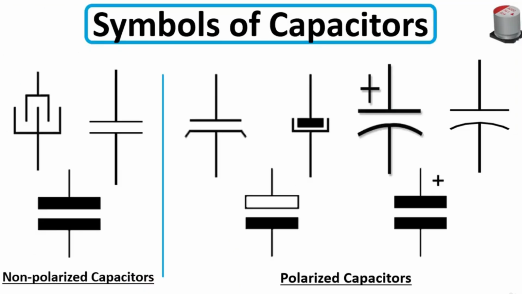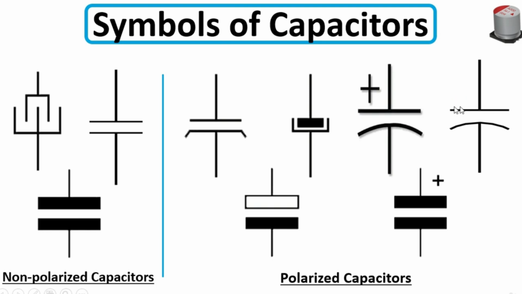So now let's see the symbols of capacitors. Basically there are 2 types of symbols: symbols for polarized capacitors and non-polarized capacitors. As you can see here, all the symbols are the same. Here, this is a symbol for a polarized capacitor, for an electrolytic capacitor. Here we have plus and minus.